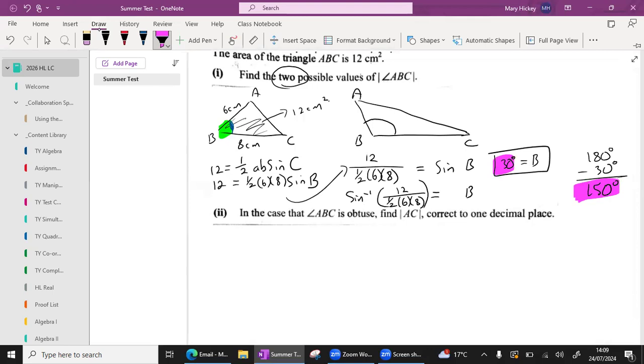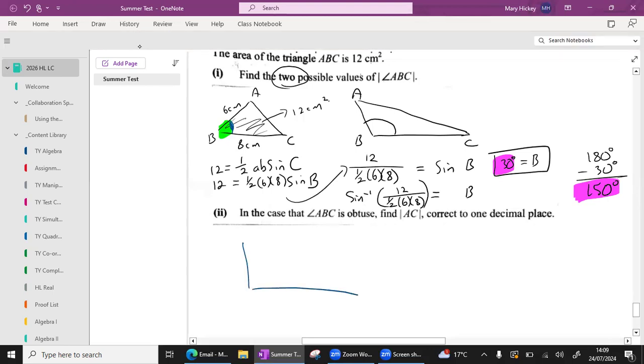Now, in the case that the angle is obtuse, find the measure AC. So for this particular question, we're asked to assume that the obtuse answer is the one that we want. So we're assuming it's the 150. This is 6 from A to B, and from B to C we don't know... Which one are we? Oh no, we're looking for A to C. Sorry, yeah. So we'll just call that X, and B to C is 8. So the one we're looking for is A to C.